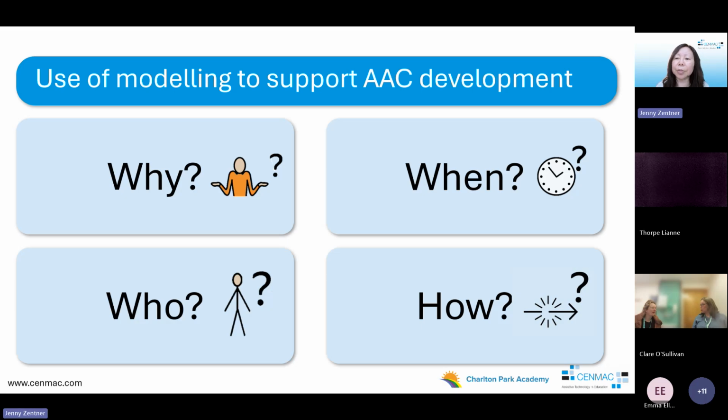So today's session, we'll be looking at why modelling of AAC is important, when to model AAC, who models AAC, and how do we model.